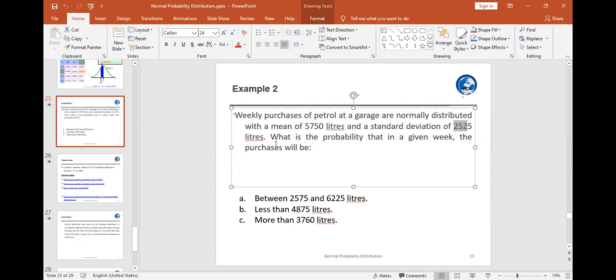Now the question is, picking any week, what is the probability that the purchases of liters will be less than 4,875 liters, or the liters can be more than 3,760 liters? Can you answer this question, please?